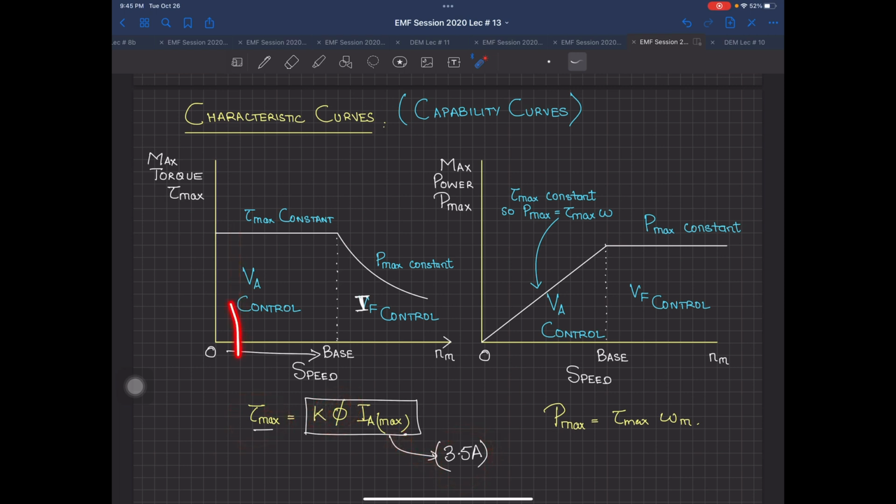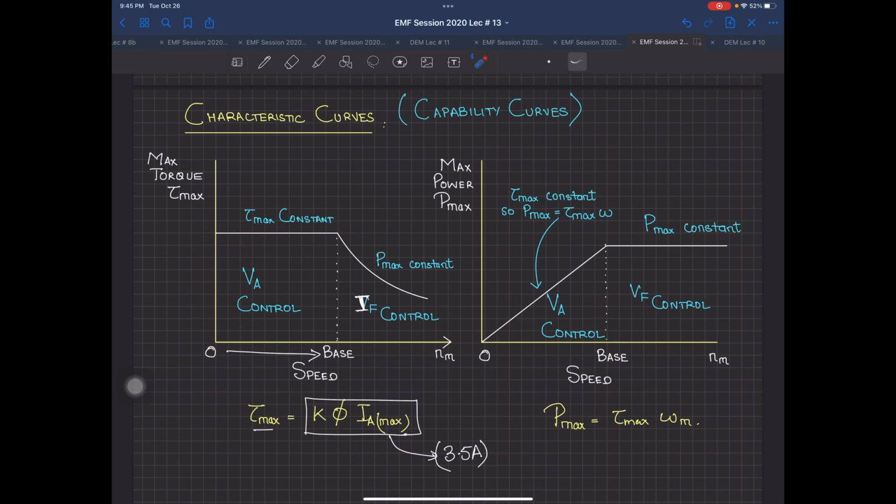So if you repeat it at 200 rpm, and even if you repeat it at approximately 1200 rpm, the torque will remain the same, which means that you can have a machine loaded up to its maximum torque in this VA control method.